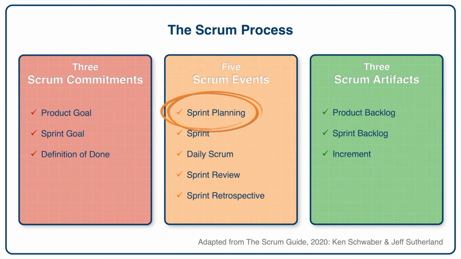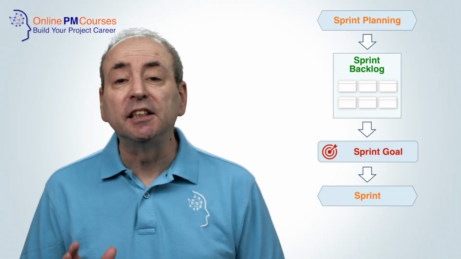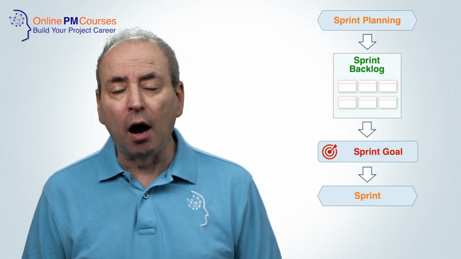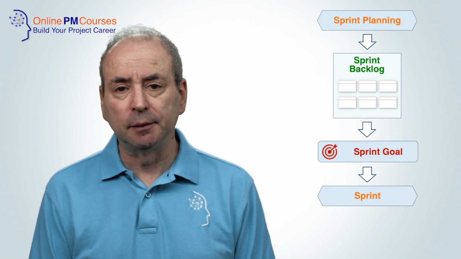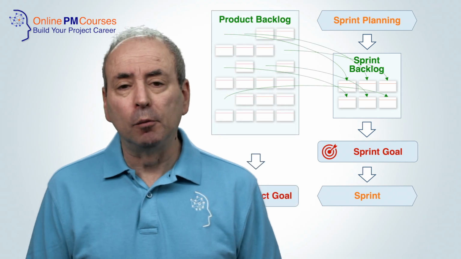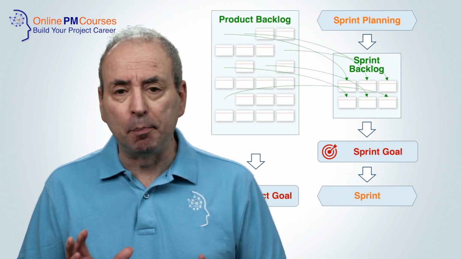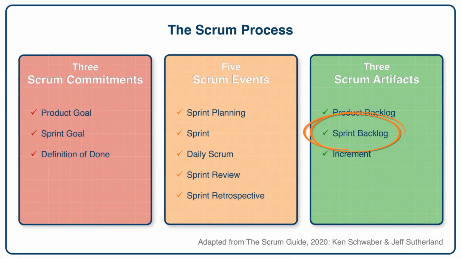Sprint planning is the first of 5 Scrum events. It initiates the sprint, the heartbeat of the Scrum process. The output from sprint planning is a sprint backlog, which is the second of our 3 Scrum artifacts. From this, the team commits to the sprint goal, the second of our 3 Scrum commitments.